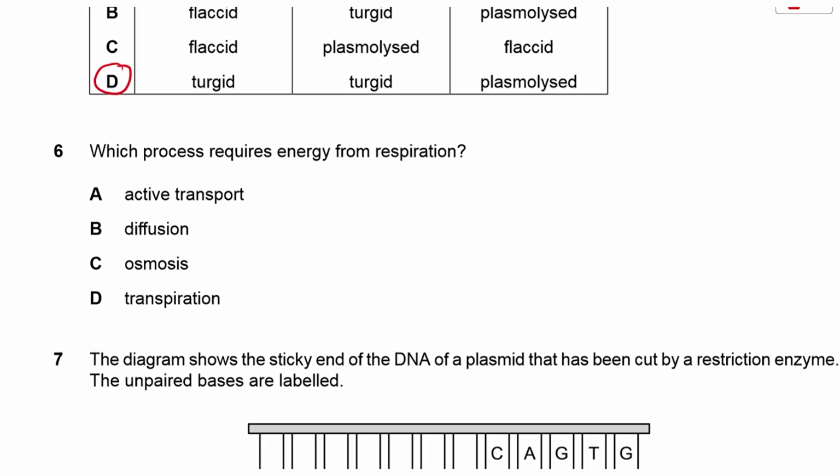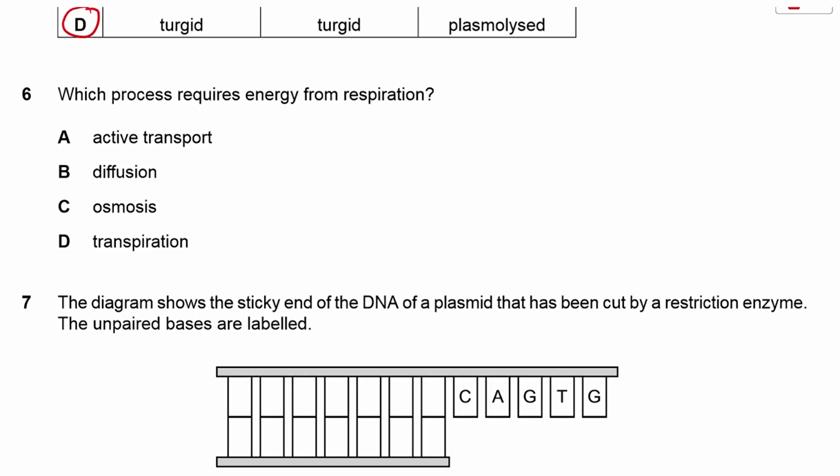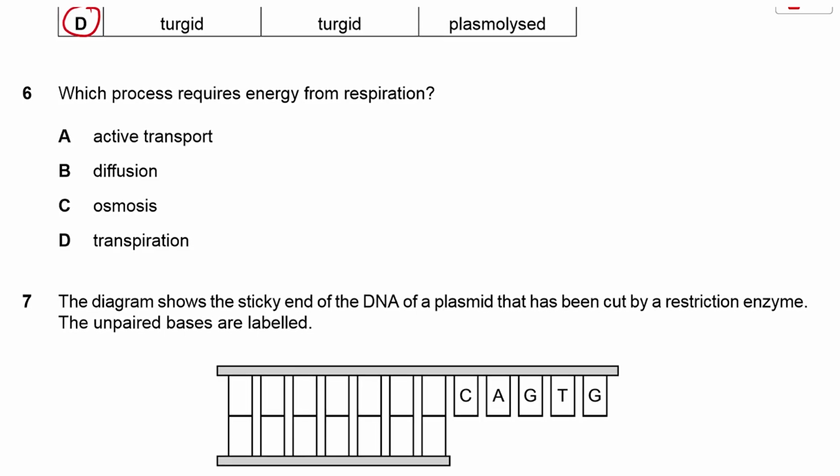Number 6 says, which process requires energy from respiration? Active transport, diffusion, osmosis, or transpiration? So the process that is being spoken about here, which requires energy, is actually active transport.